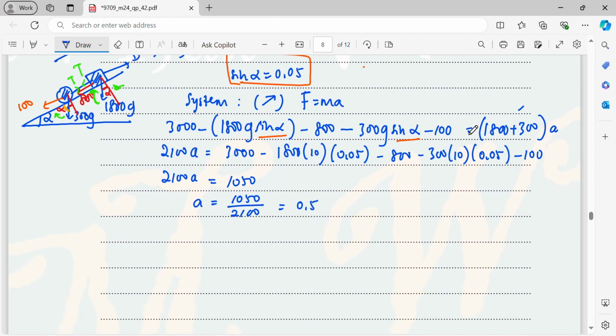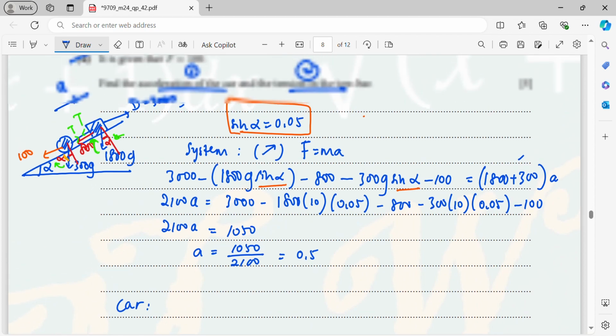Now for the tension, I will refer to the car. You can refer to the car or you can refer to the trailer. So for the car, I will just consider these parts now. That means the forces involved will be the driving force D, 1800 g, 800, and also the T. Just refer to the car.